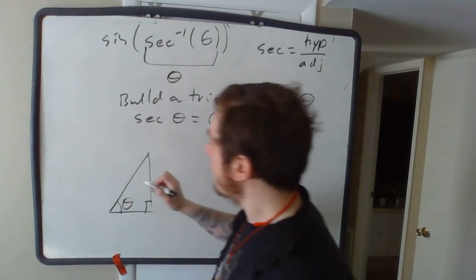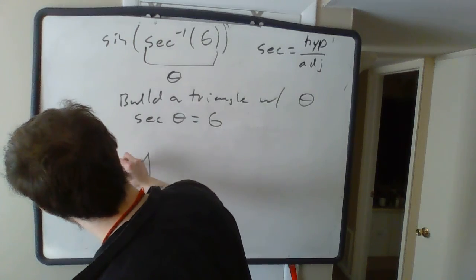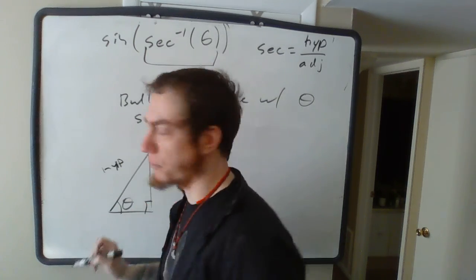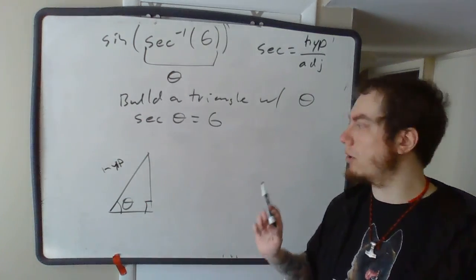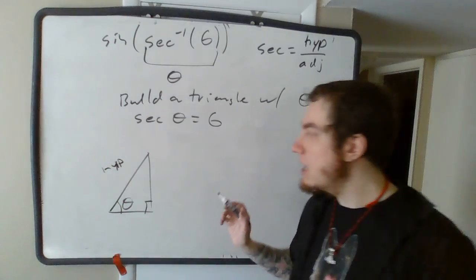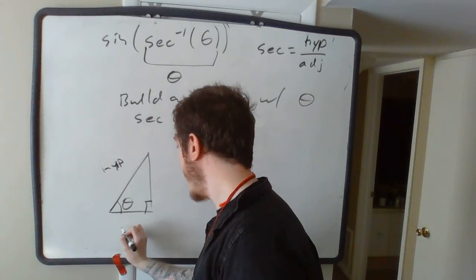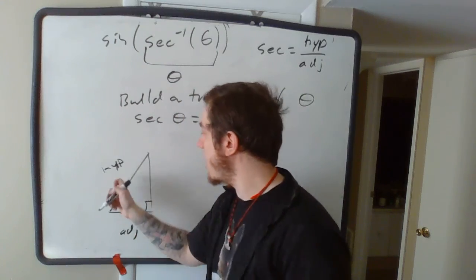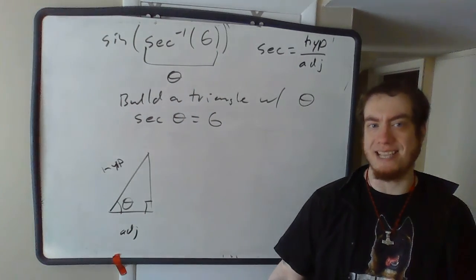If you weren't able to figure it out quite yet, here's a hint. This side is the hypotenuse. For some reason, I'm having a lot of trouble writing a y today. This is the hypotenuse, and this is the adjacent side. How could I make that ratio be 6?